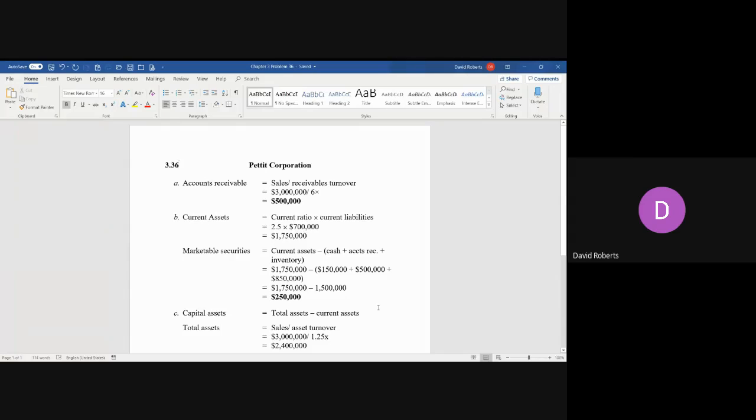I decided to add this problem to your course textbook and reading guide because it is in your midterm practice material. So the very first ratio we have to find is accounts receivable.